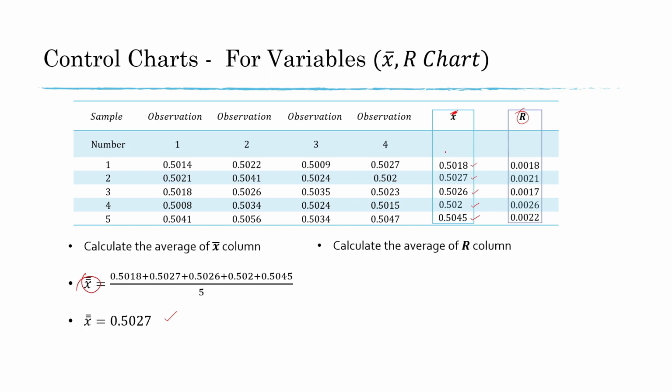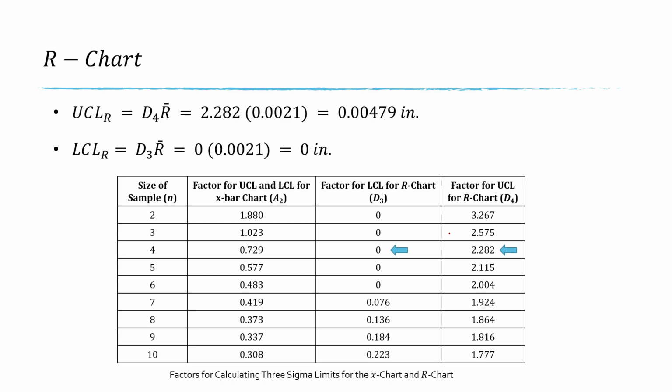Similarly, we can calculate the average for the range column. We add up all the values in the range column and the value for R bar is 0.0021. To calculate the upper and lower control limits for R chart, simply plug in the values for D3 and D4 in the given formula and we can calculate the upper control limit and lower control limit for R chart like this. Remember, we got the values of D3 and D4 from this chart.